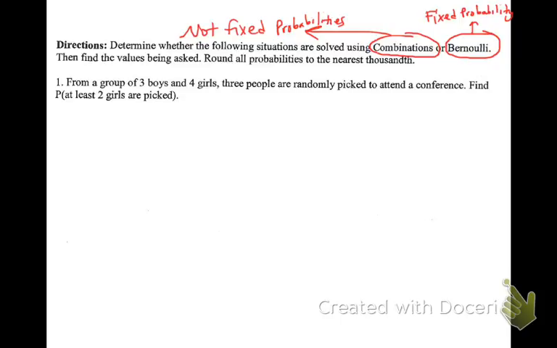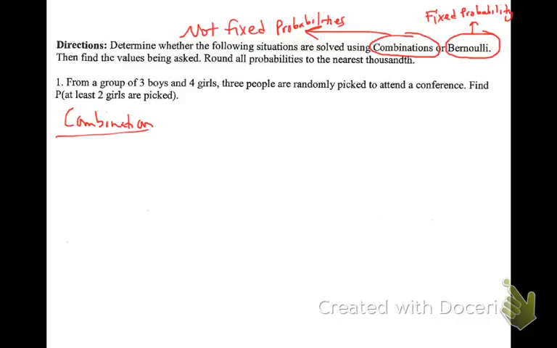So looking at this first problem, from a group of 3 boys and 4 girls, 3 people are randomly picked to attend a conference. Find the probability that at least 2 girls are picked. This one is going to be a combination problem, and the reason why it's combinations versus Bernoulli is because once a person is picked, the probability of choosing the next person changes. If you pick a boy, then you have one less boy. The order is still not important in the way you pick it, so it's not a permutation. But because when you pick someone, you can't pick them again, the probability changes.